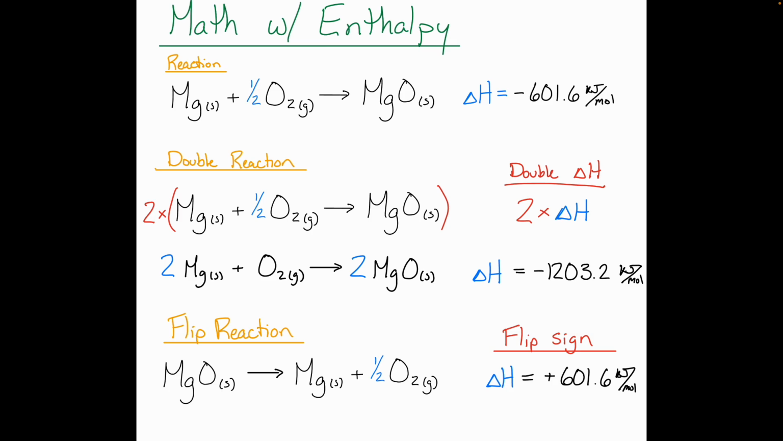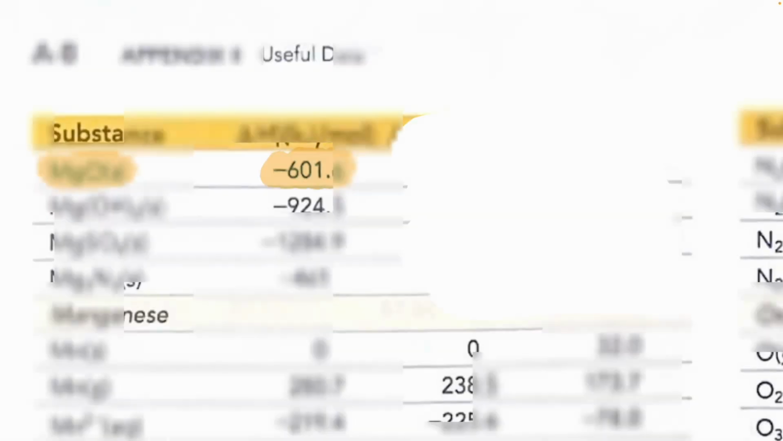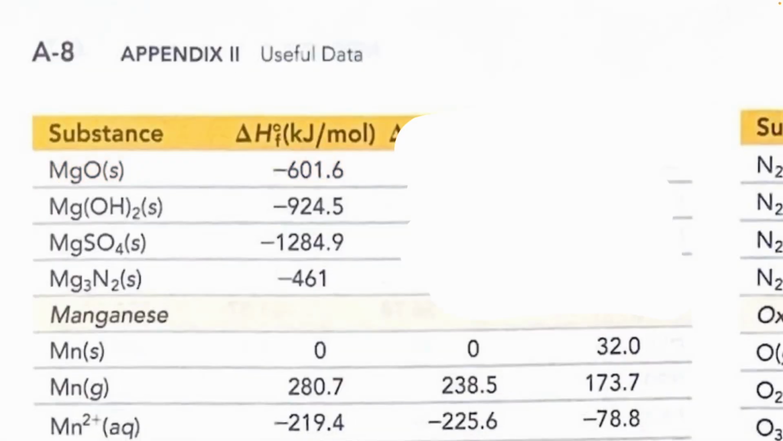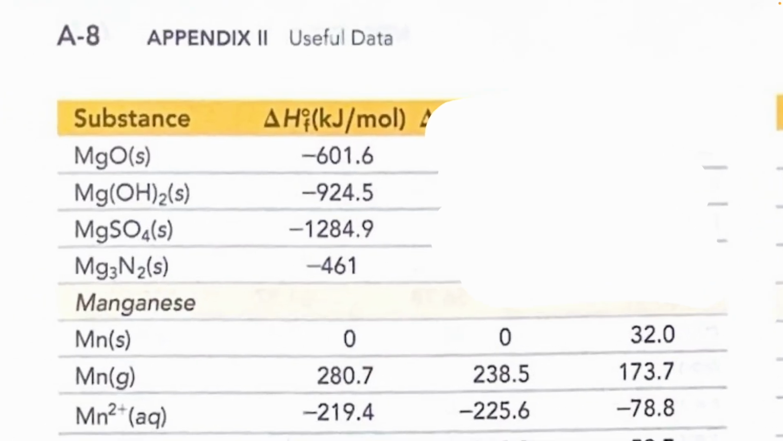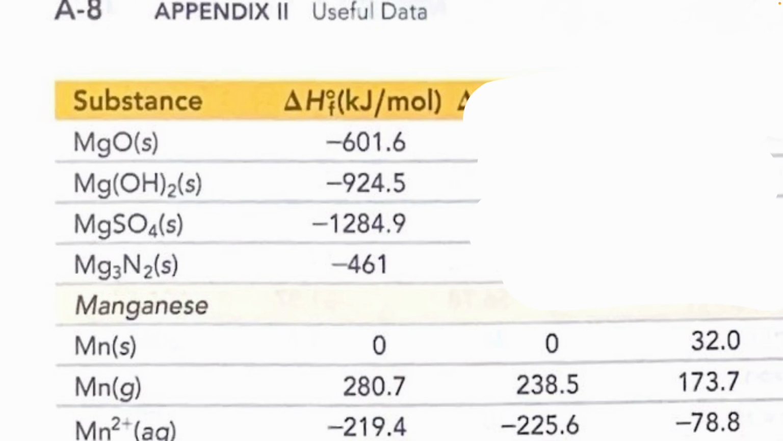Cool? All right, wonderful. Now we're going to take all of these little skills that we just built and combine them together to show why these formation enthalpies are so useful. At first, it seems like it's not all that great. Okay, I got this value for magnesium oxide, but it's a very specific reaction of magnesium oxide. What if I want to take magnesium oxide and do another reaction with it? Turns out that this value is still super useful here.